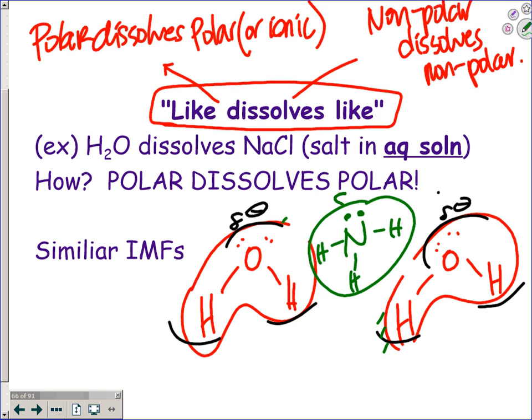So this side, which is partially negative, will interact with what? This partially positive side way down here. It would turn around, actually. And then these hydrogens, which are partially what? Positive, will interact with what? The partially negative oxygen. So if they can interact, positives and negatives, they will dissolve. If they can't, they don't dissolve.